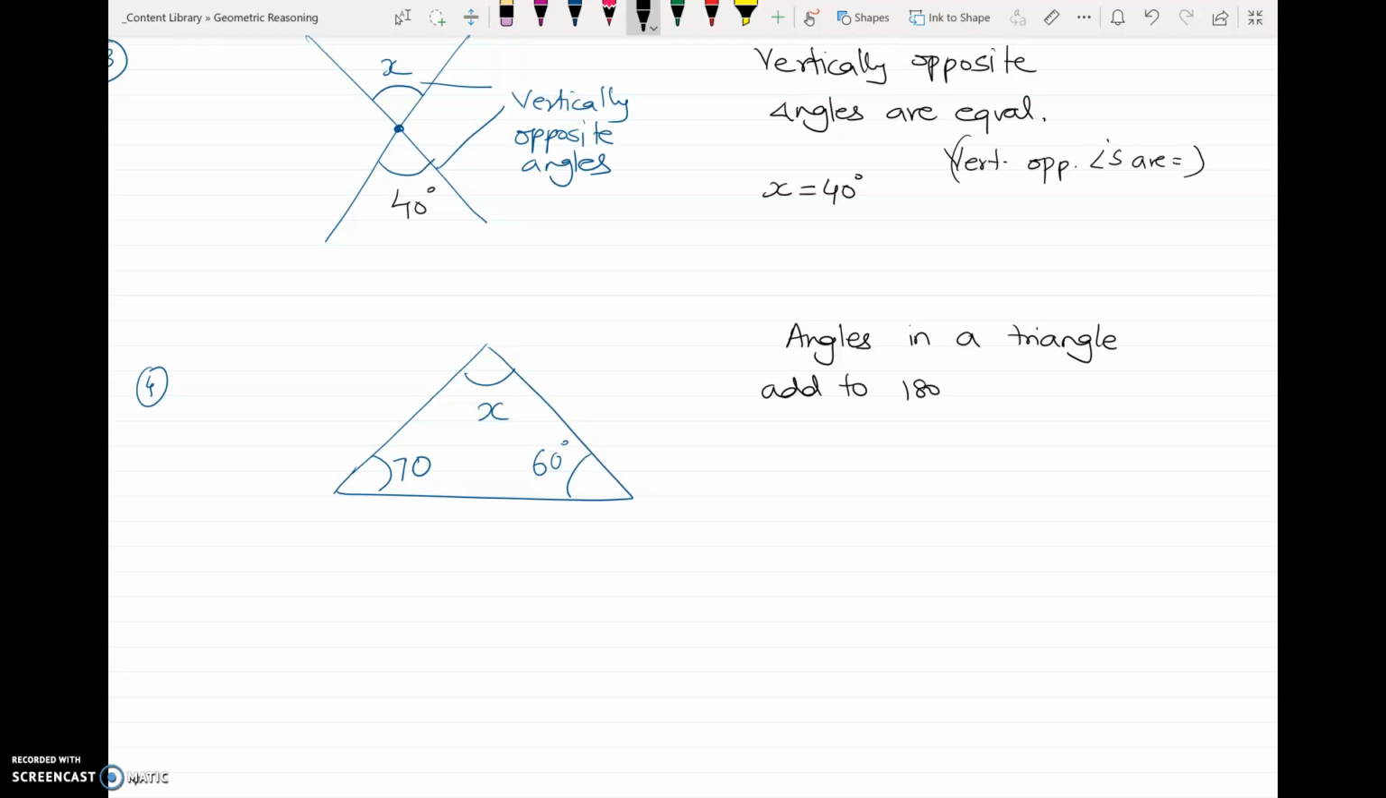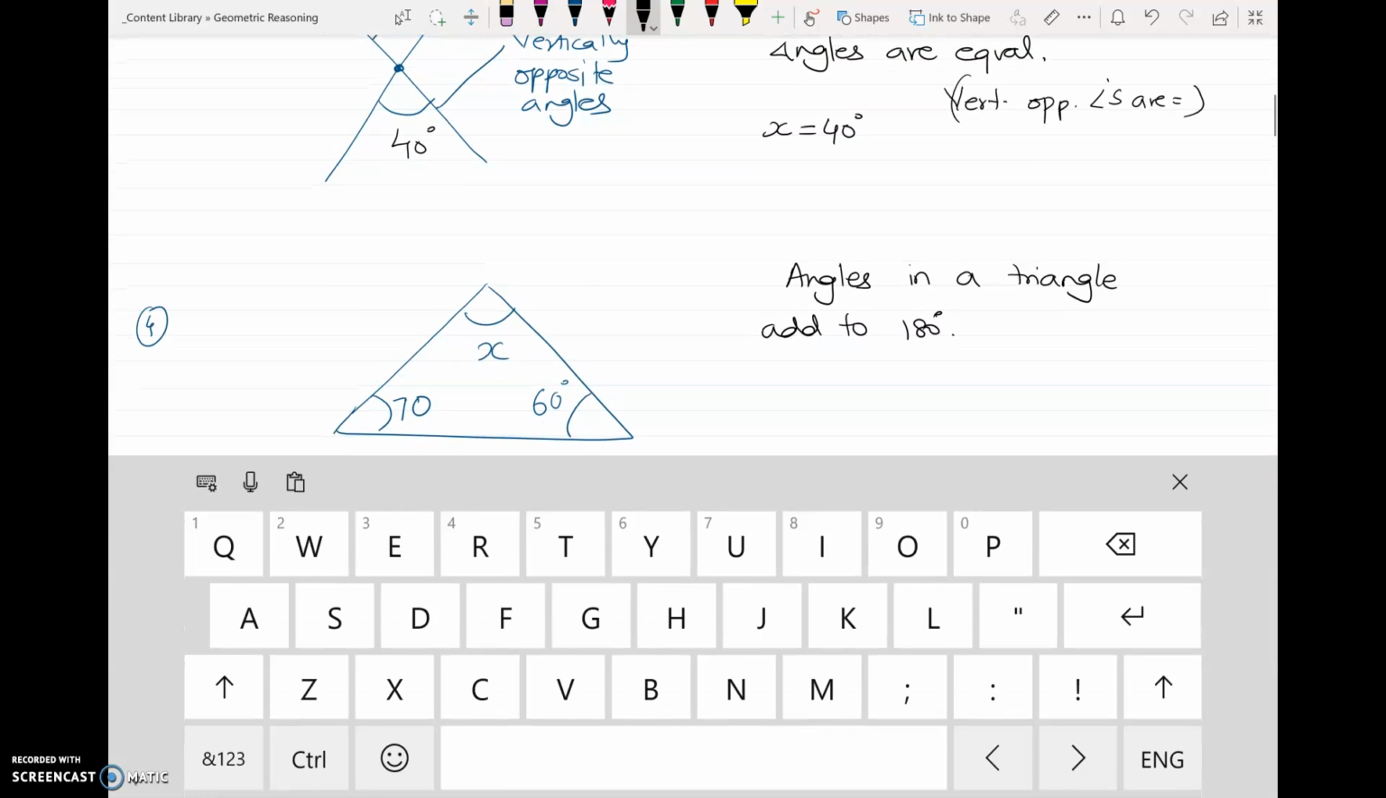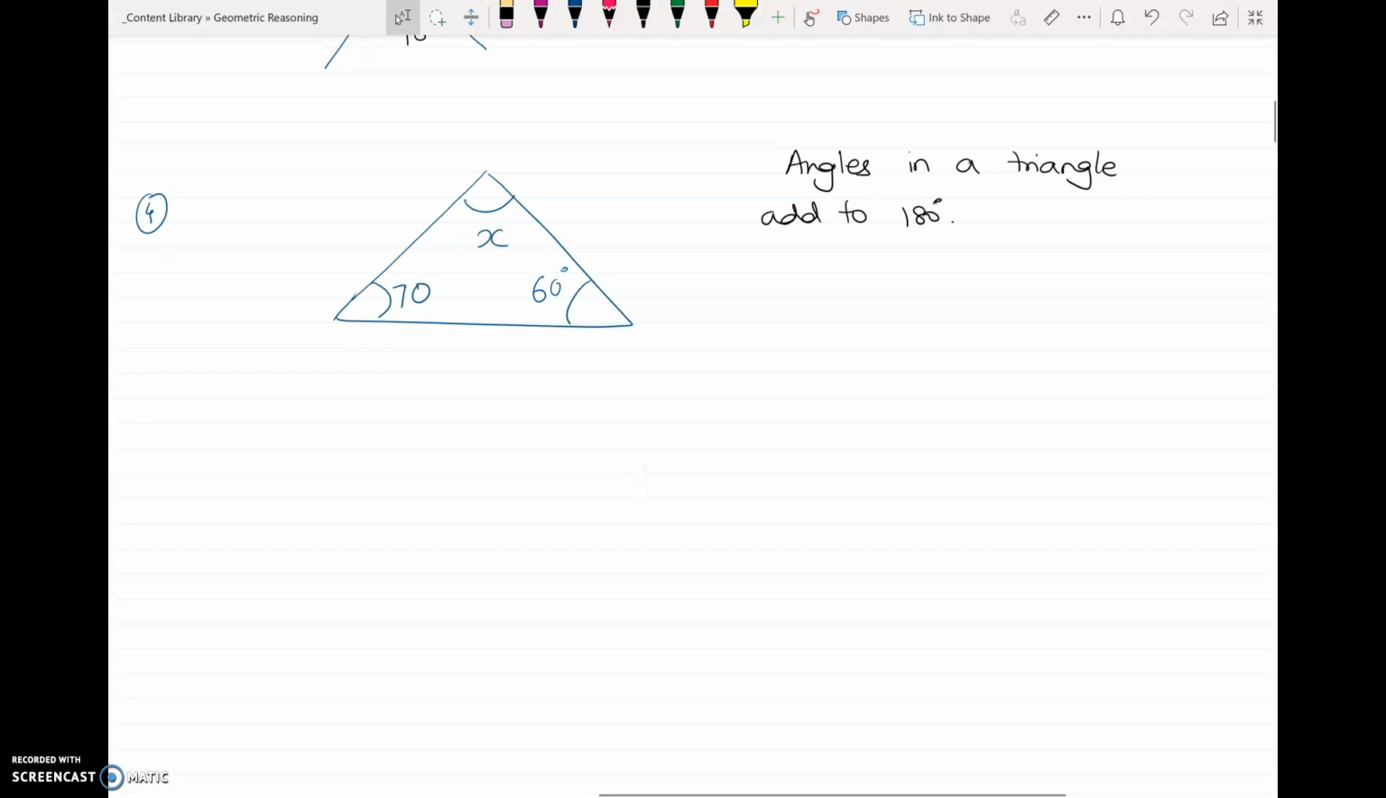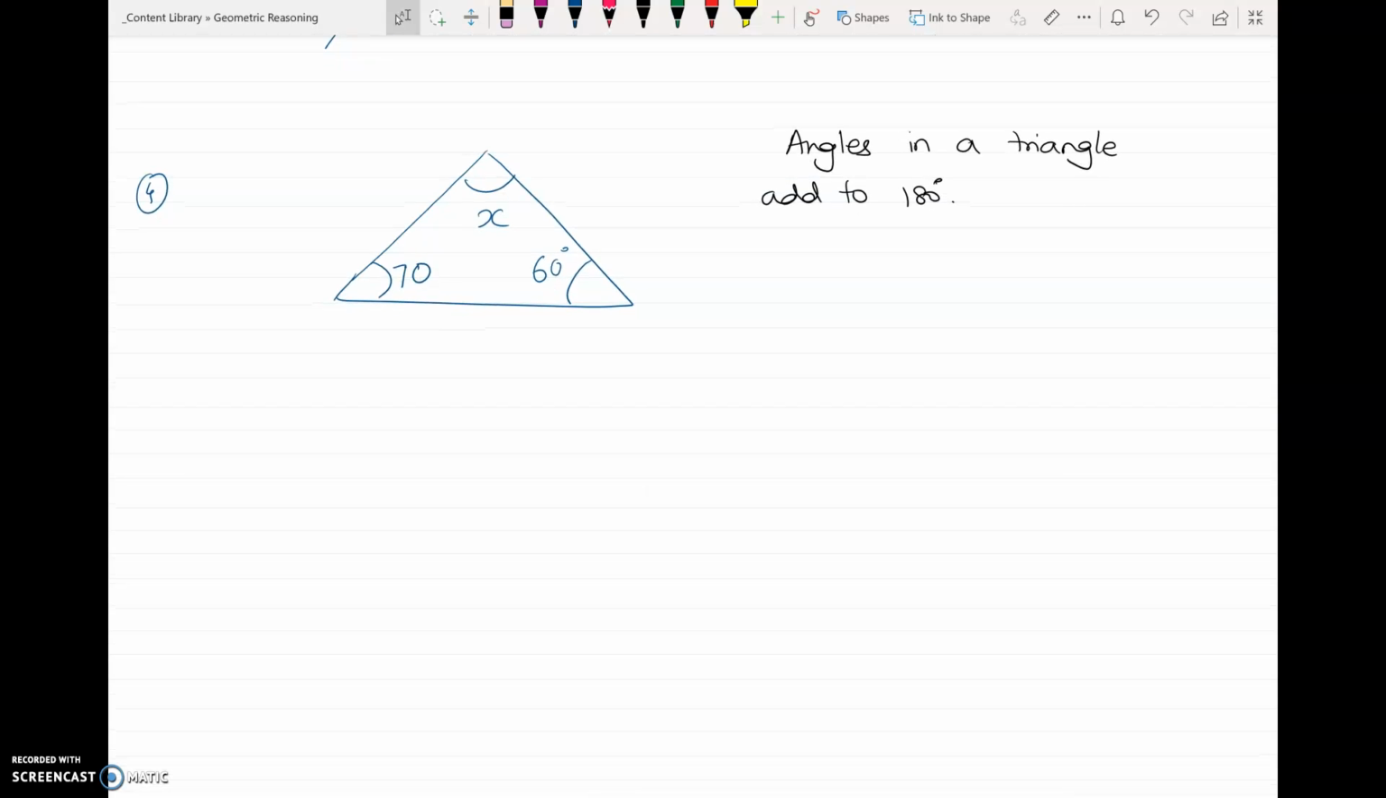And we have done this last year, so we are just reviewing our rules here. Angles in a triangle add to 180 degrees. We are not looking at the proofs here, we are just going through and reviewing our rules. So how am I going to use it? If I have to find x, I'll go 180 minus 70 plus 60. I'll add the angles and take away those angles from 180.